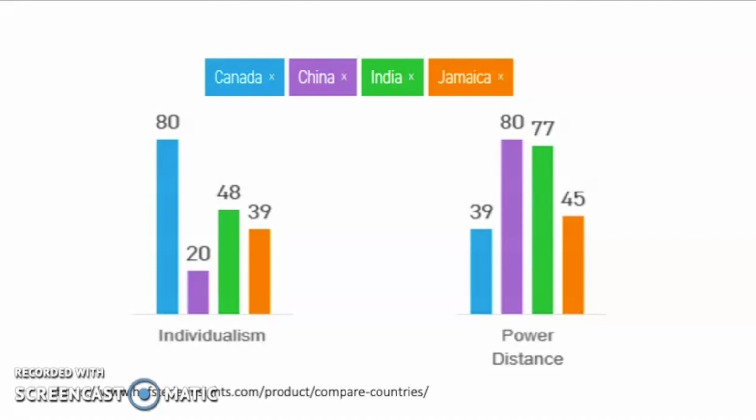Here you can see the differences between the countries Canada, China, India, and Jamaica, and their differences in individualism and power distance. So notice Canada here on individualism is very high, whereas on power distance in Canada it's relatively low. Opposed to, say, India, where individualism is not as high, it's about half of what it is in Canada, and power distance is very high.